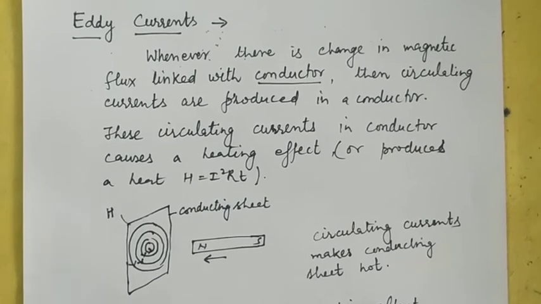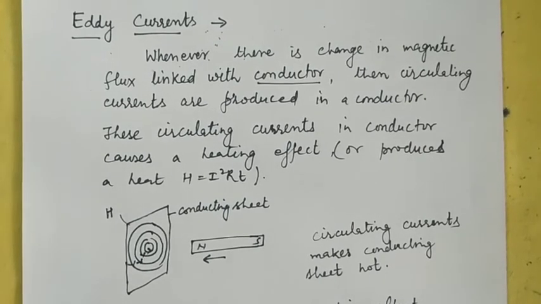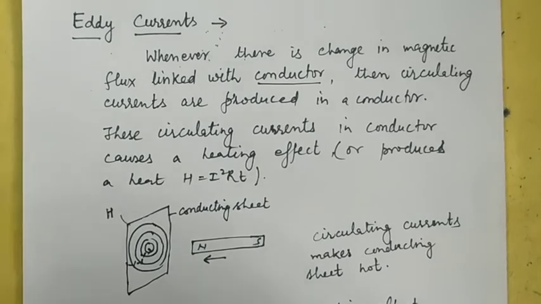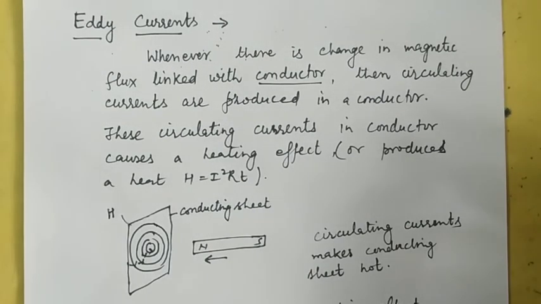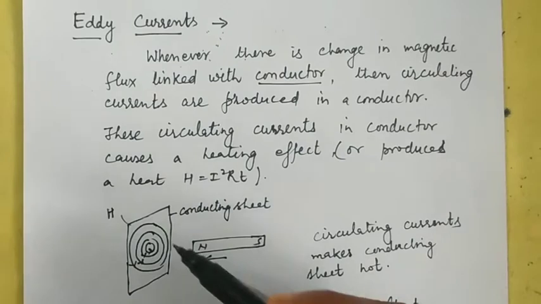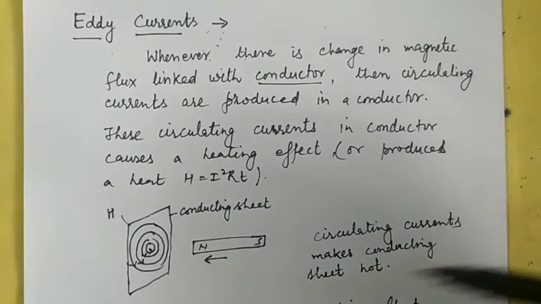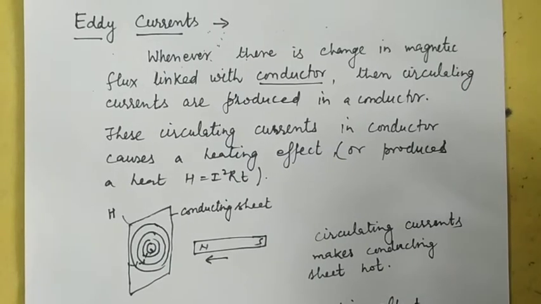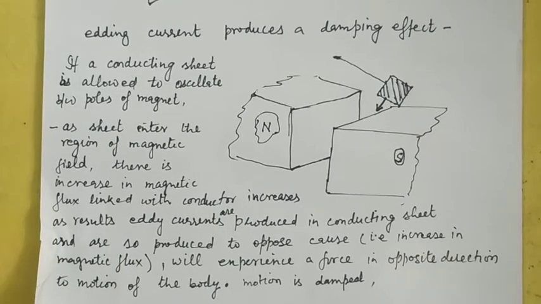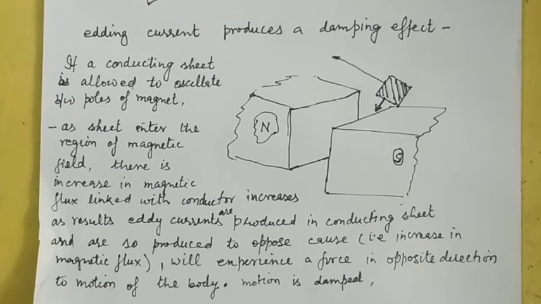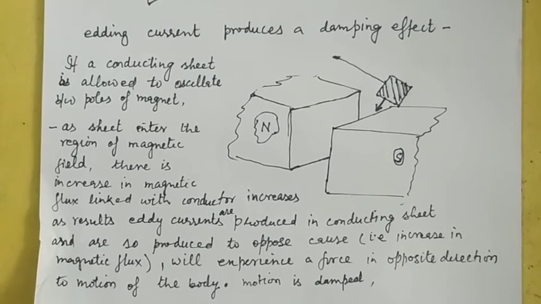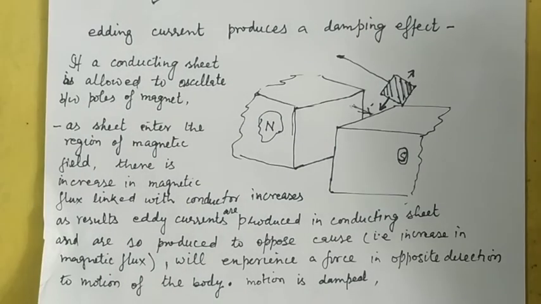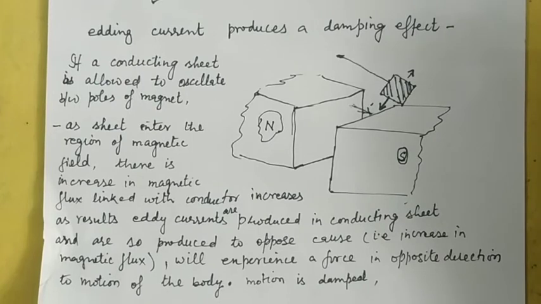These circulating currents in a conductor cause a heating effect, because the conductor has certain resistance, so it produces a heating effect, or this conducting sheet becomes hot or its temperature increases. Eddy currents not only produce a heating effect, they also produce a damping effect. Damping effect means if a pendulum is oscillating, its amplitude decreases with time.